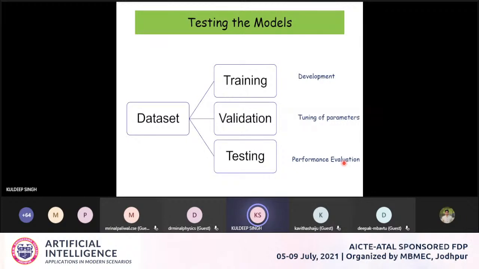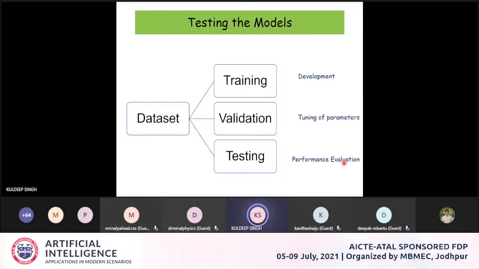Next comes, once we have trained the models, how do we test those models? So basically, whenever we talk about a data set, this data set consists of 3 sub data sets: the training, validation, and the testing dataset.